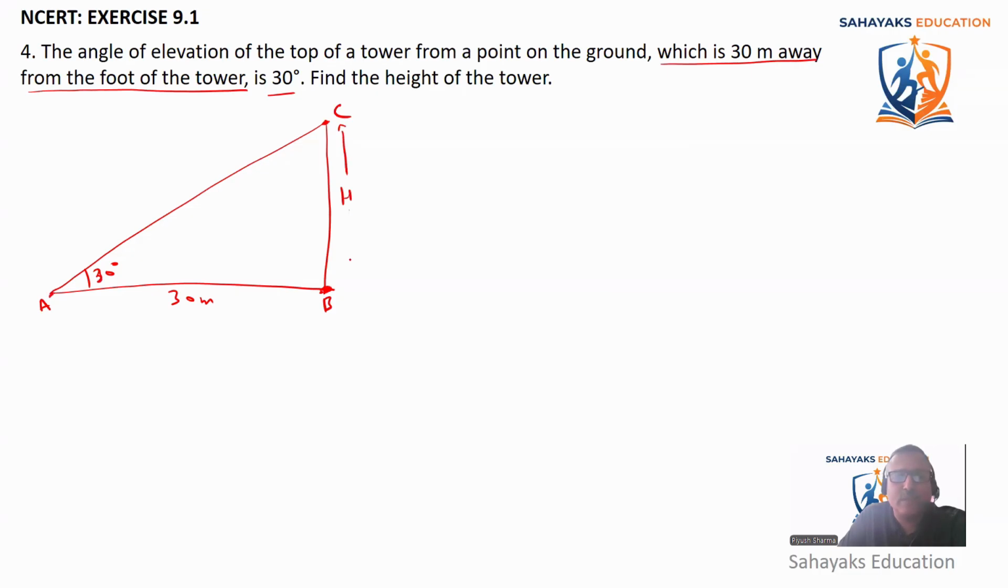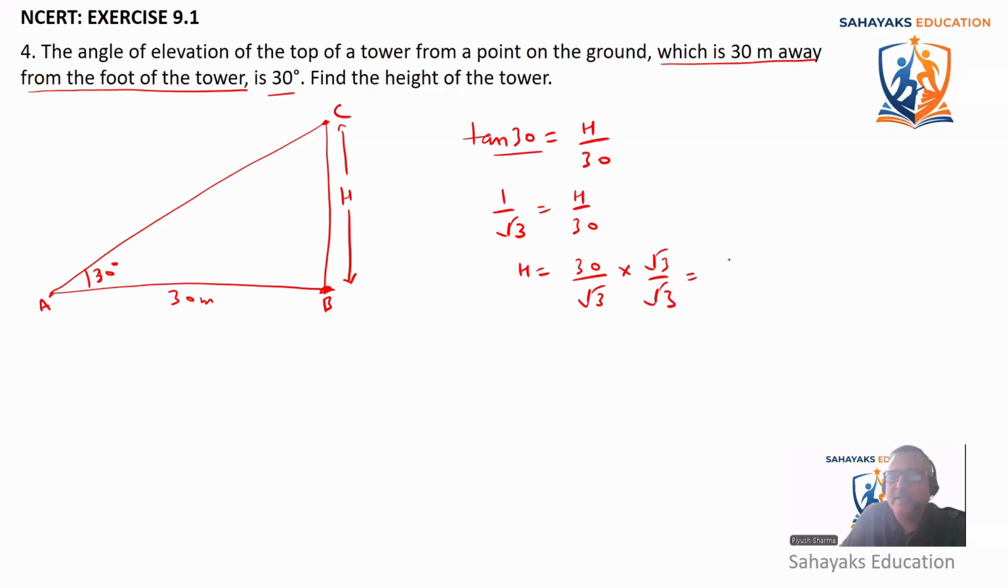So this is a straightforward question. We can take it as tan 30 is equal to H divided by 30. And we know that the value of tan 30 is 1 by root 3. So we'll say 1 by root 3 is equal to H by 30, or H is equal to 30 divided by root 3. To solve it, we'll multiply by root 3, and it comes as 30 root 3 divided by 3. Now 3 will cancel out, it becomes 10.